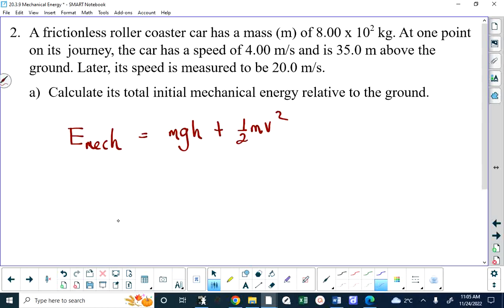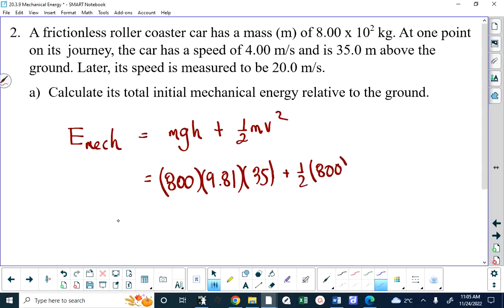Can I cancel those masses? No. That'd be like saying, find the weight of an object, which is mg, and you go, well, I'm going to cancel the mass. You can't do that. You could cancel them if this was equal to something else that had a mass, but we're just trying to calculate mechanical energy. So I'm going to take 800 kilograms, times 9.81 newtons per kilogram, times the height of 35 meters. And we need to add 1/2 times the mass, which is 800, times the speed, which is 4 squared.